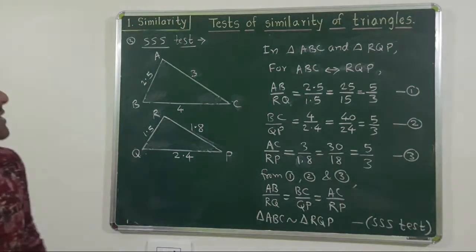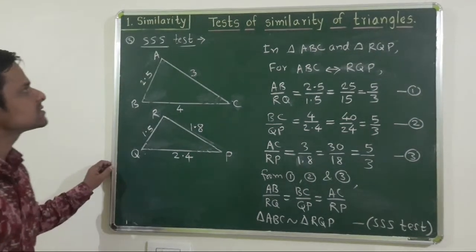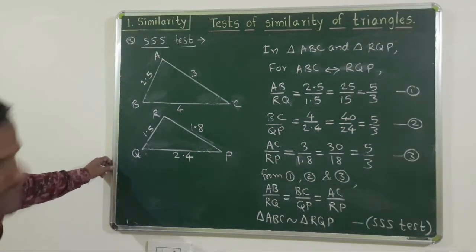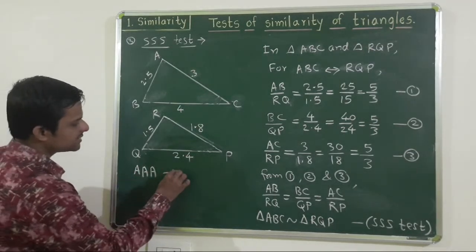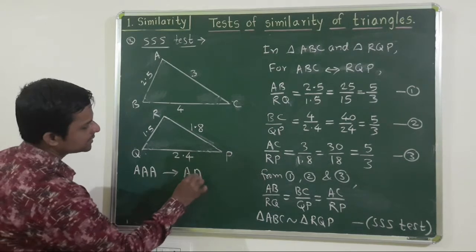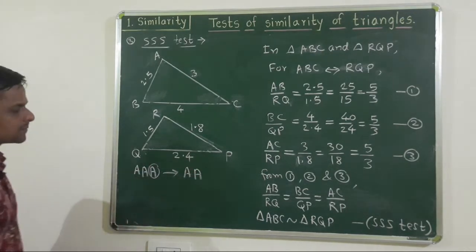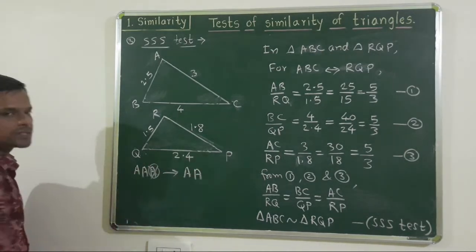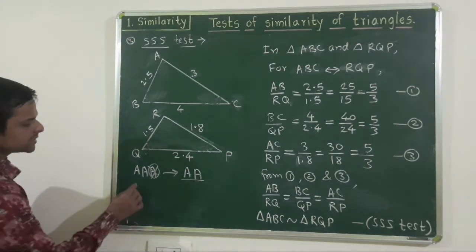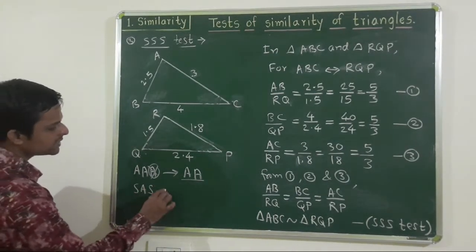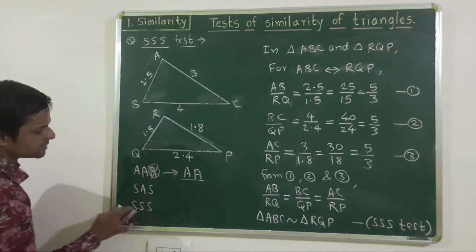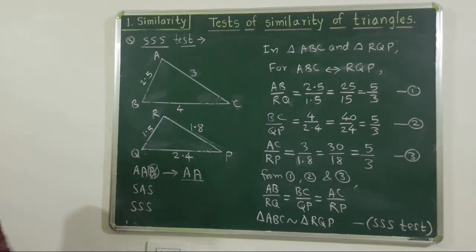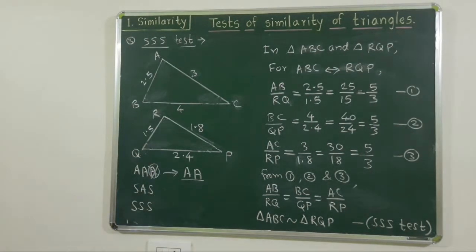These are the three tests of similarity of triangles. The first one that we have seen is the AAA test, and that is converted into the AA test, since we don't want this third A, we'll use only the AA test. The second test we have seen is the SAS test, and the third one is this one, the SSS test. Take a screenshot of this, then we'll move towards examples.